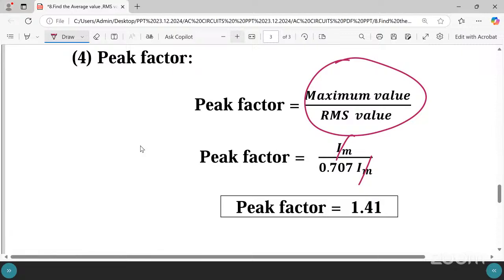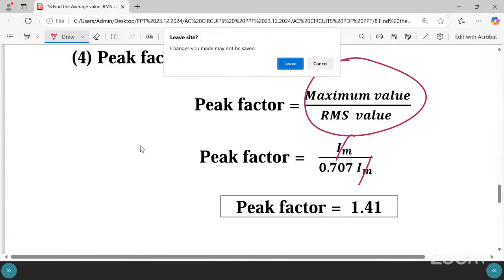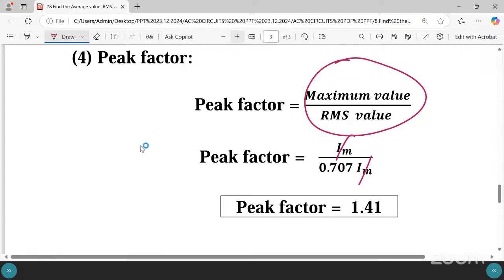Now VRMS, like IRMS. VRMS is Vm by root 2, which is equal to 0.707 Vm. Form factor is the same, 1.11. Peak factor is 1.41. This is for alternating voltage. We'll check the ninth topic.